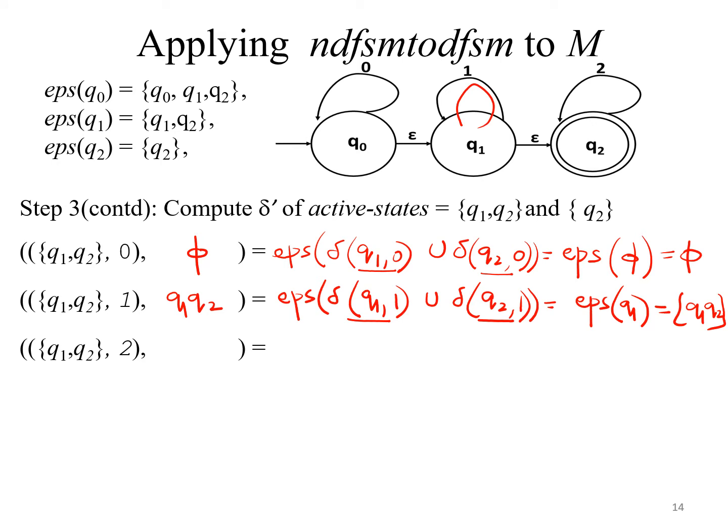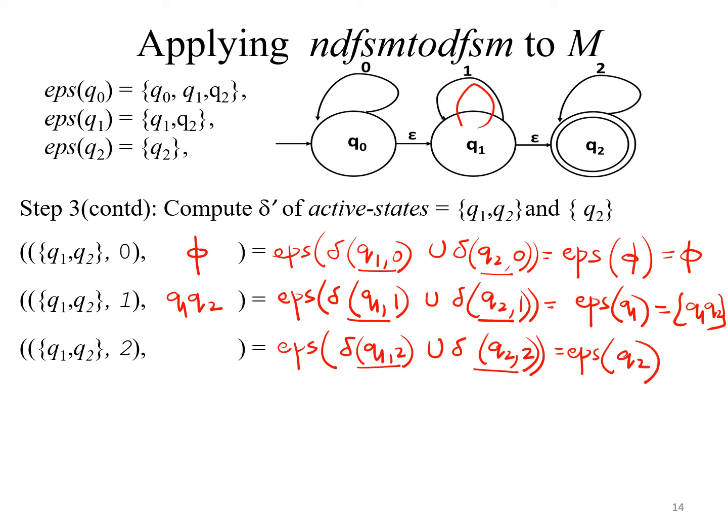Next, Q1, Q2, 2 is equal to EPS of delta of Q1, 2 union delta of Q2, 2. This is equal to EPS of Q1, 2, we don't have any transition. Q2, 2, a self loop. So EPS of Q2 is just Q2. So Q1, Q2, 2 is going to Q2.